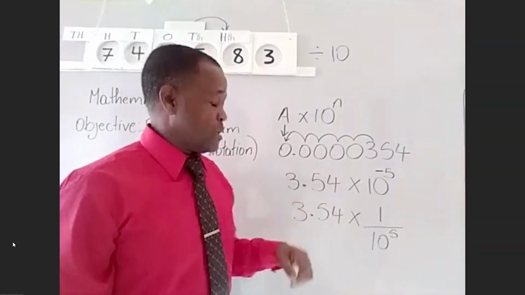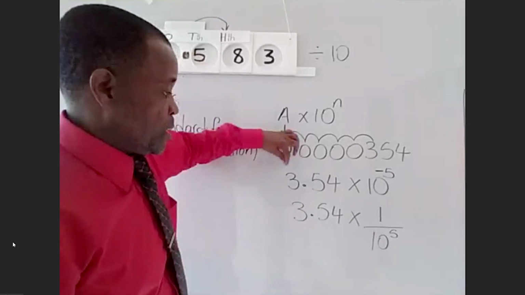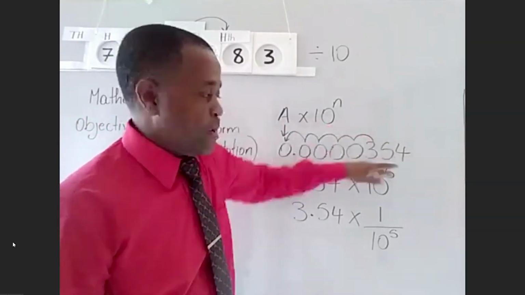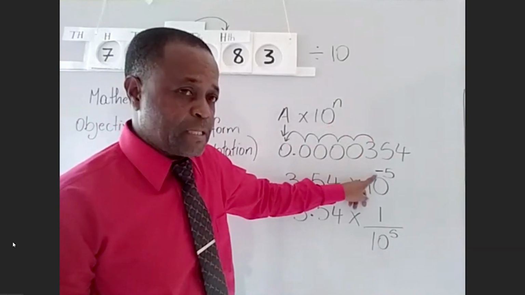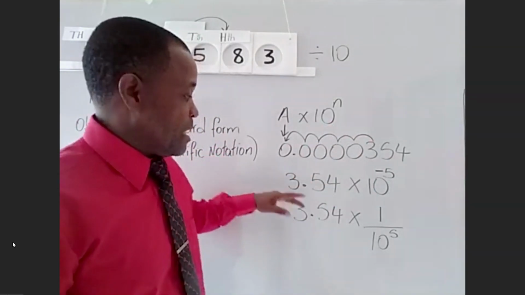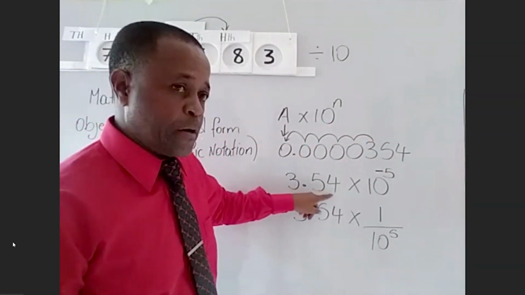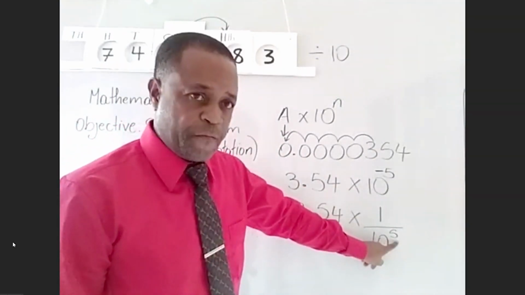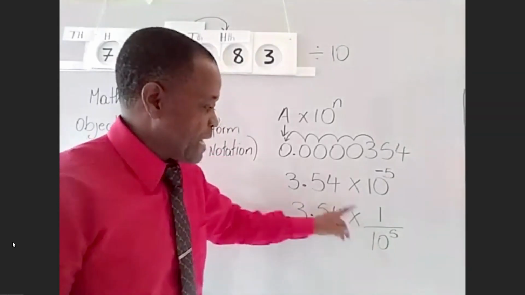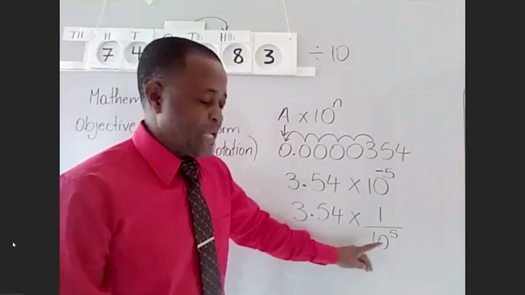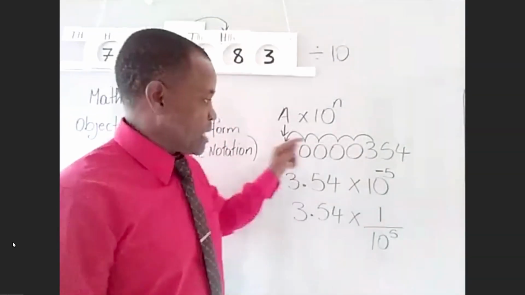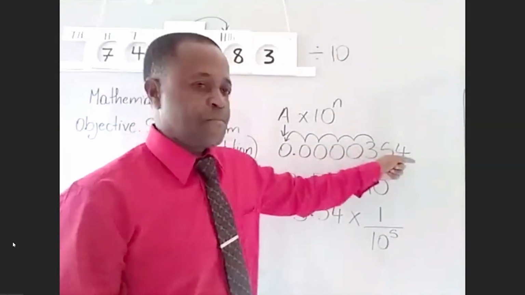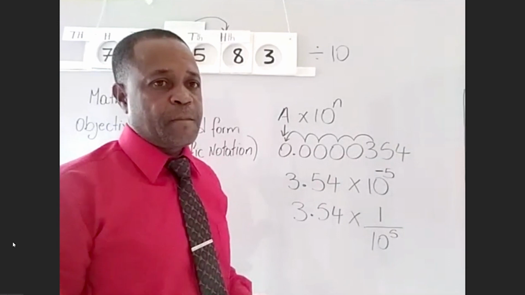So again, let me just go over this part here. 3.54 times 10 to the negative 5. Because there's a negative index here, what this is saying is that 3.54 is being divided by 10 to the fifth power. Now, if I divide 3.54 by 10 to the fifth power, it will take me back right there.